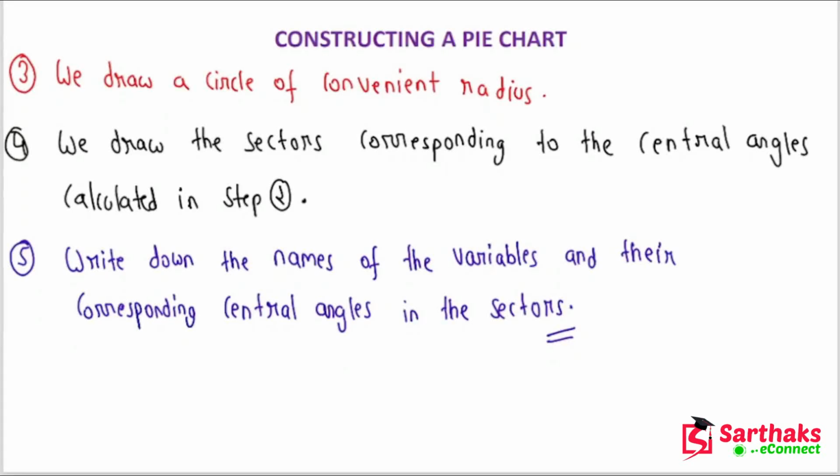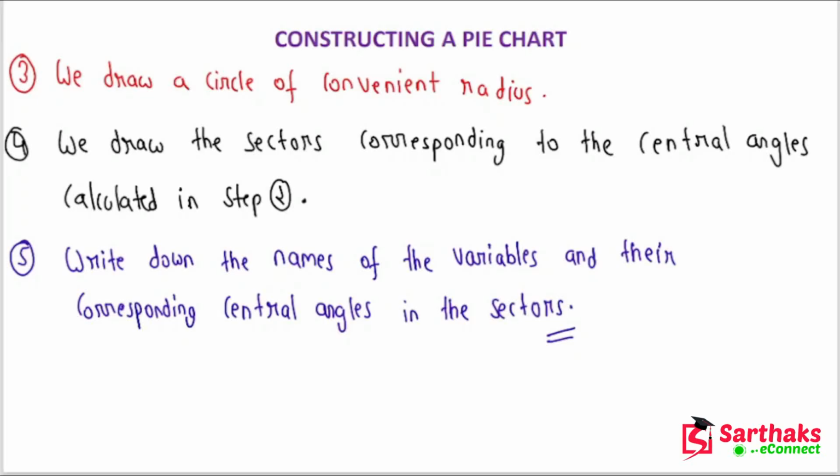After that, with the help of a compass, obviously, right? Then we draw the sectors corresponding to the central angles with the help of a protractor and scale ruler, right? Write down the names of variables and their corresponding central angles, and then we are done. Now let us take a question to illustrate this particular construction.